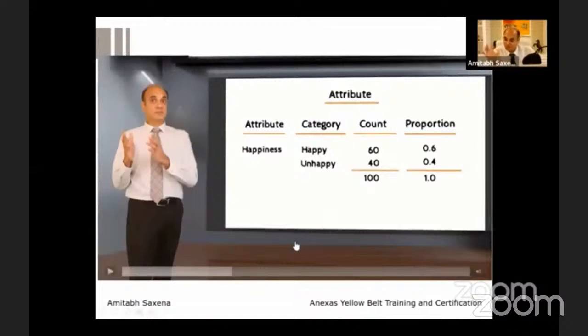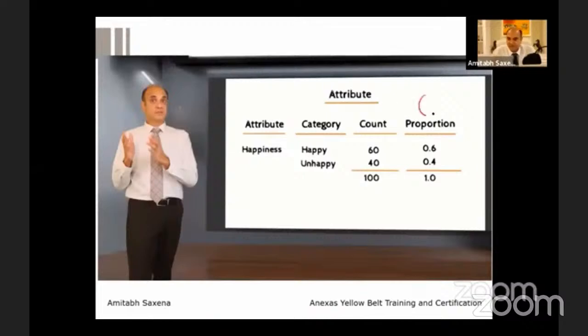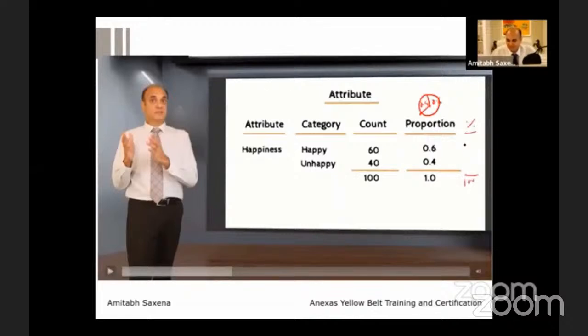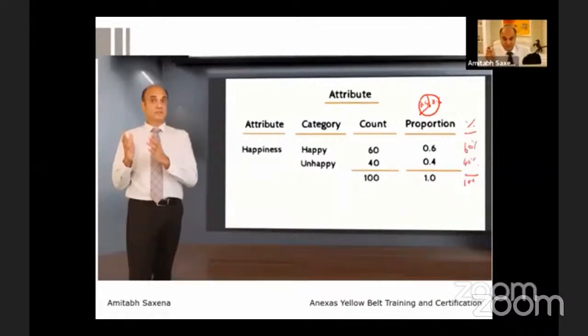Proportion means portion out of 1. So if the circle is 1, portion out of 1, 0.6 and 0.4. In statistics, we always use proportion. We never use percentage. But most of the world is habitual of using percentage. So you can even express this in percentage. But please understand, a percentage can have 60.1%, but it doesn't make it continuous data. It doesn't have a unit.